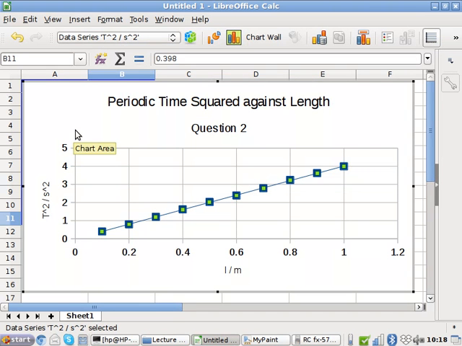It should pass through the origin, but in real life it won't exactly pass through the origin because of small errors moving the points around.